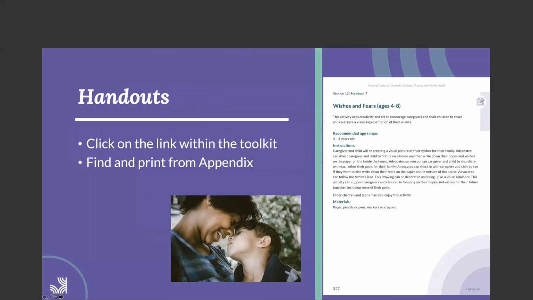And what this is showing you, and I mentioned you can click on the link. In this particular example, it's a handout in the section on activities. It's something that you can do with families where they draw a house and they put in what their wishes and goals are for their family. And then depending on the family that you're working with, if they're interested, you can also have them write down what some of their fears are. And they can put that outside of the house, they can put that inside the house, whatever makes sense for them. So that's just an example.